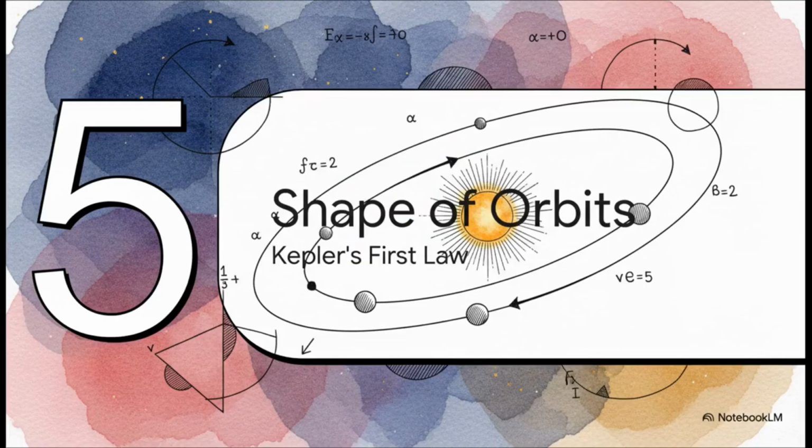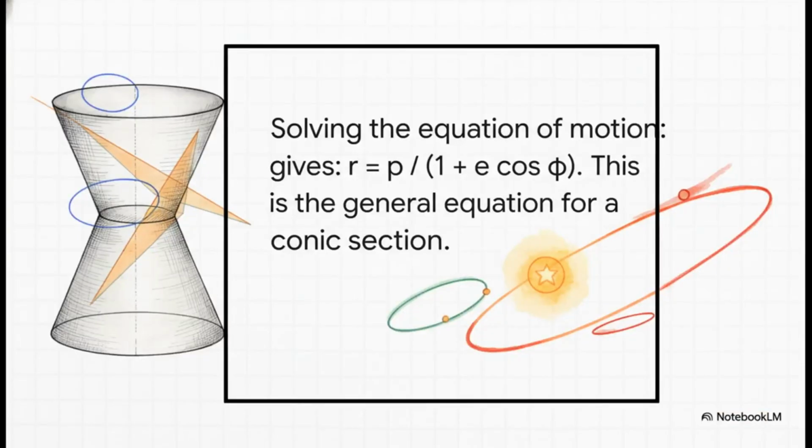So far, so good. We've proven that the orbit is flat, and we know that the planet's speed changes in a very specific way. But what is the actual geometric shape of that path? To figure that out, we have to actually solve our equation of motion. Now, the integration itself is a bit involved, so we'll just jump to the result. When you solve the equation, this is the answer you get for the trajectory in polar coordinates.